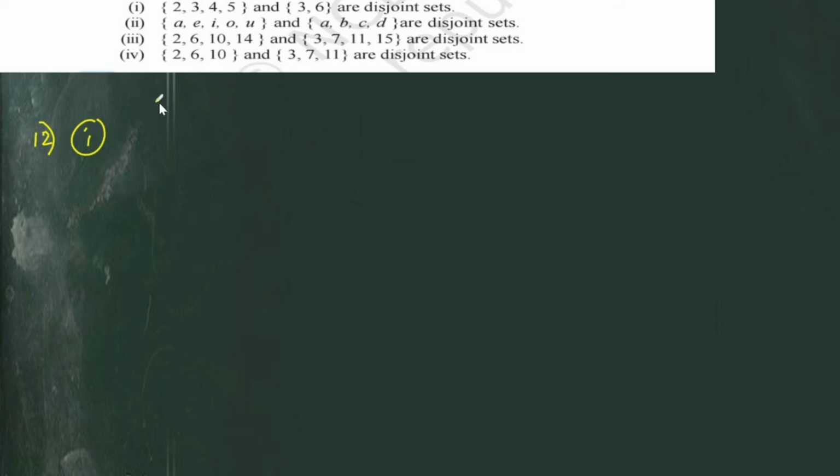Question number 1: {2, 3, 4, 5} and {3, 6}. See, 3 is common here, but here it is written that they are disjoint. So that is false. Next, number 2: if you consider these A and B, then you can write A intersection B contains the element 3.